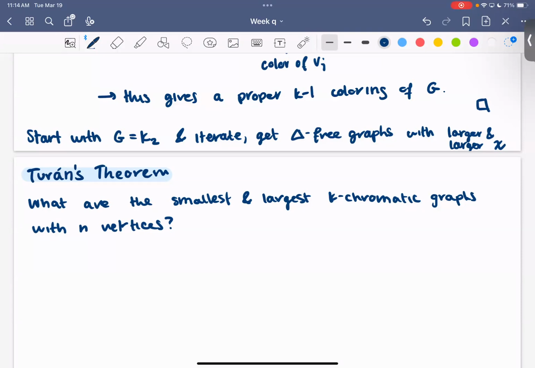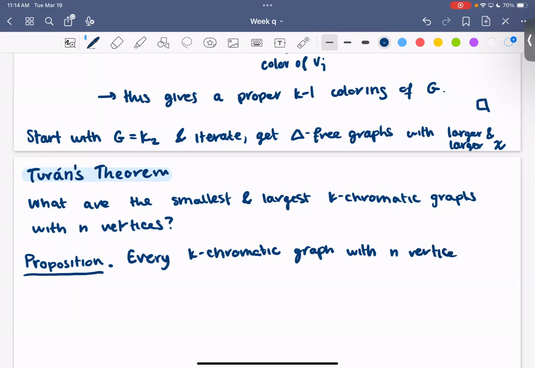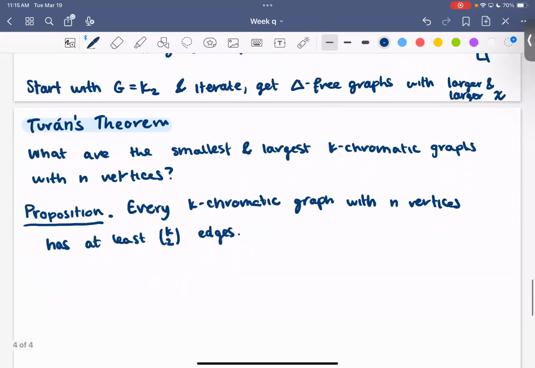Okay, so let's start with this proposition. What is the least number of edges that we could have? This is what this is going to address. It says that every K chromatic graph with n vertices has at least K choose 2 edges. I'm going to give you a few minutes to think about why this is true, then we can discuss the proof after.